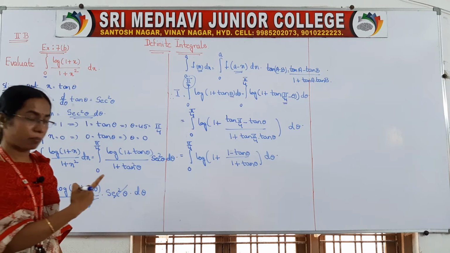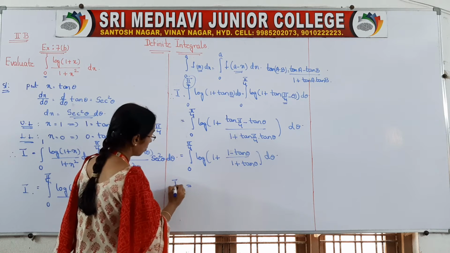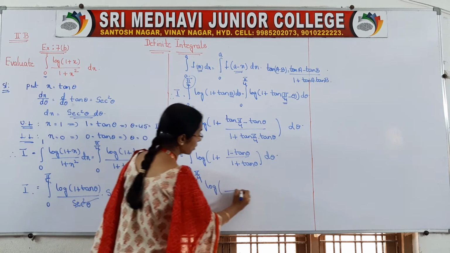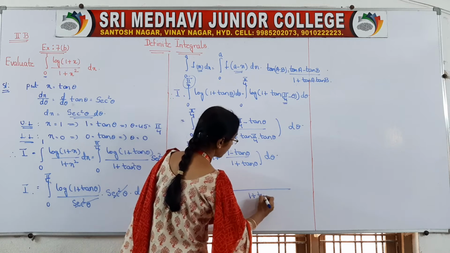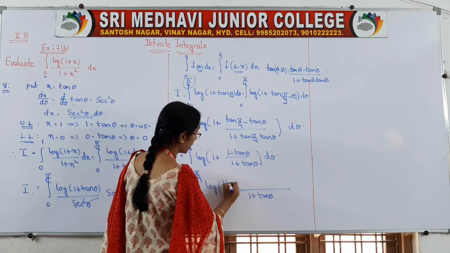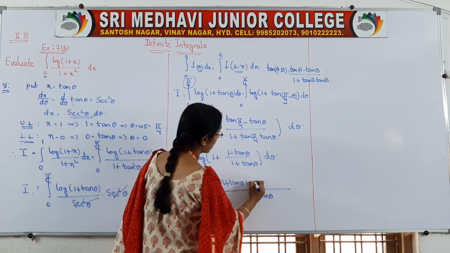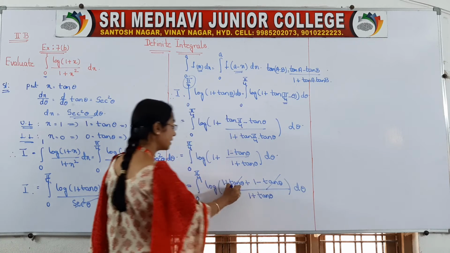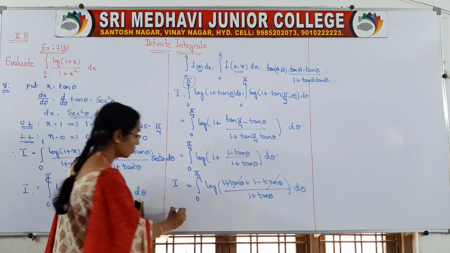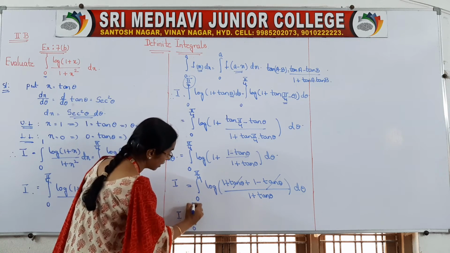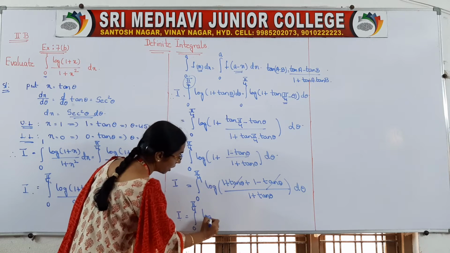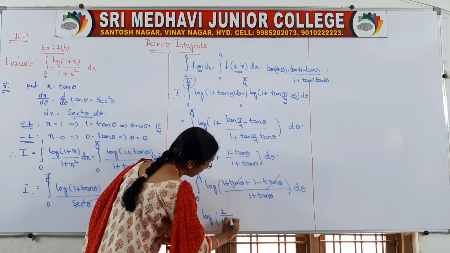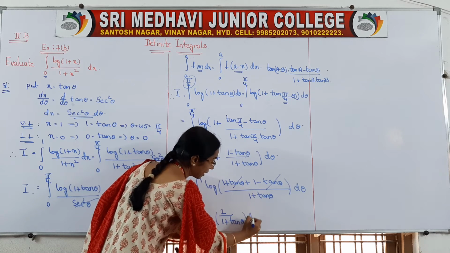Now take the LCM, this 1 plus tan theta. So I is equal to integral 0 to pi by 4 log of, what is that? It is 1 plus tan theta plus 1 minus tan theta, d theta. So minus tan theta and plus tan theta cancel. So I is equal to integral 0 to pi by 4 log of 1 plus 1, which is 2, by 1 plus tan theta d theta.